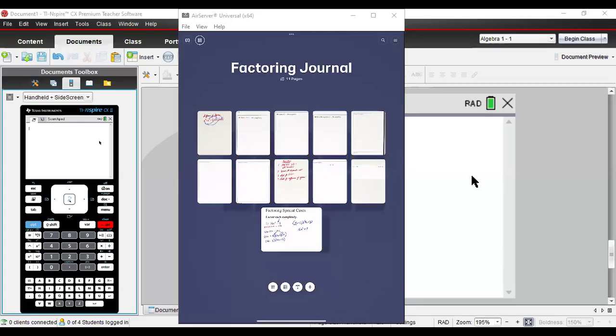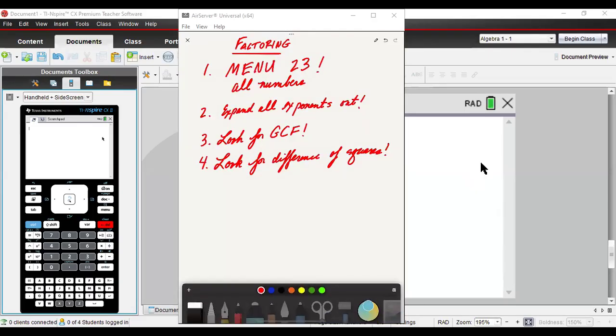Hey, I am going to do a couple more problems doing factoring. I did three in the previous video, which I'll put a link to, but I want to just do a couple more. All right, so let me go through the process. I explained this in the last video.